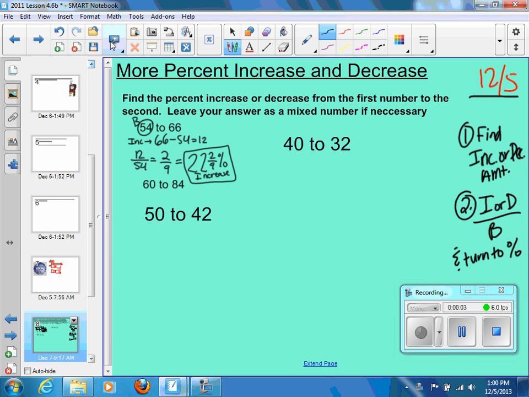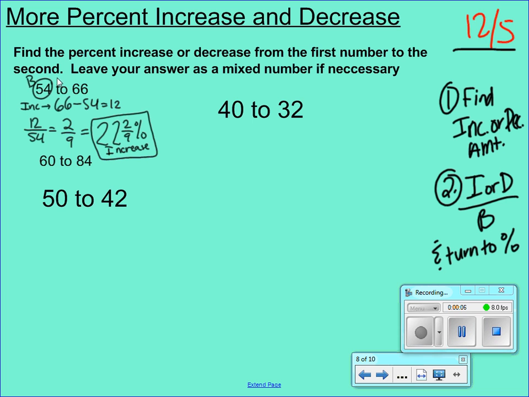So today is 12.5. We're doing percent increase and decrease. We've already done example 1 right here. We know that we have to find our percent increase or decrease first, and we found that to be 12 here for 54 to 66. And then we did step 2 over there where it says put that increase or decrease over the base and turn it to a percent. So we put 12 over 54 and we reduced it to 2/9 and we realized we had a 22 and 2/9% increase. Now we're on to 40 down to 32, which we said is a what, kids?